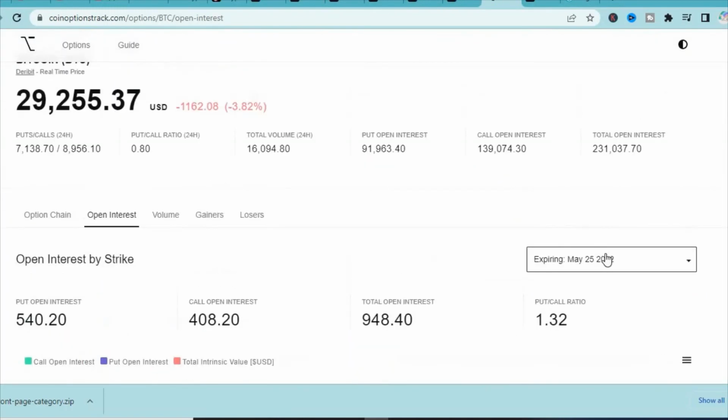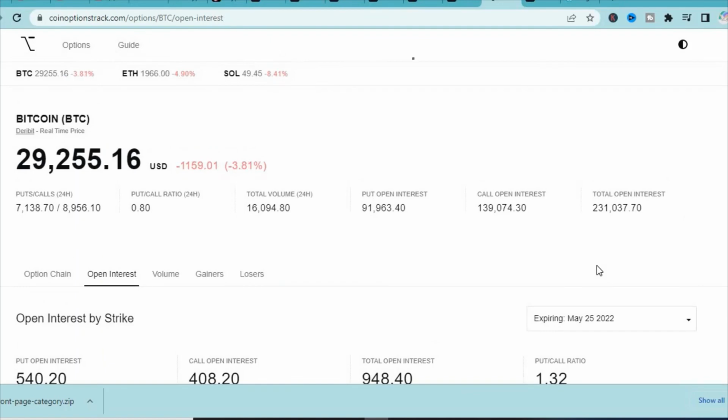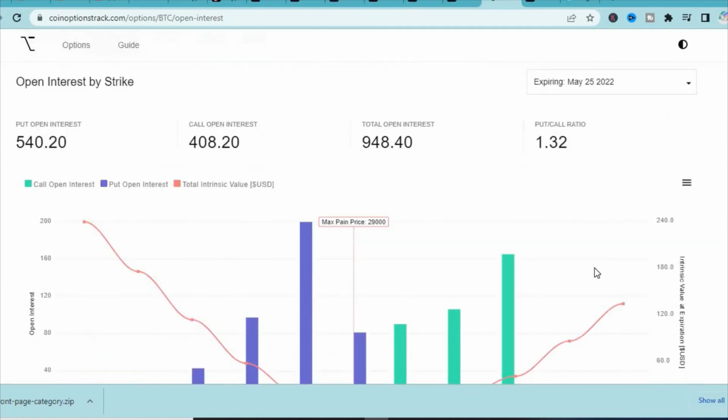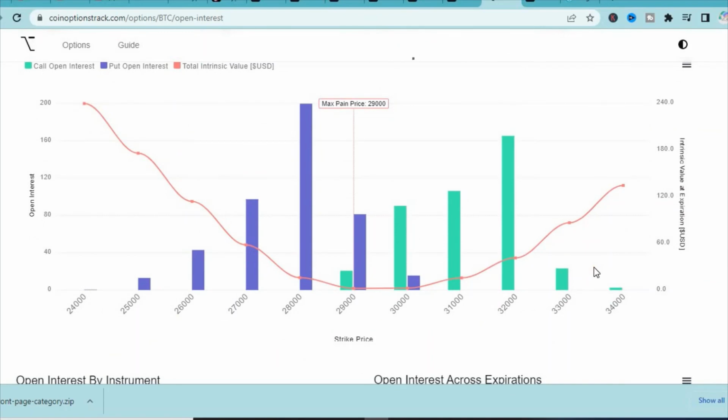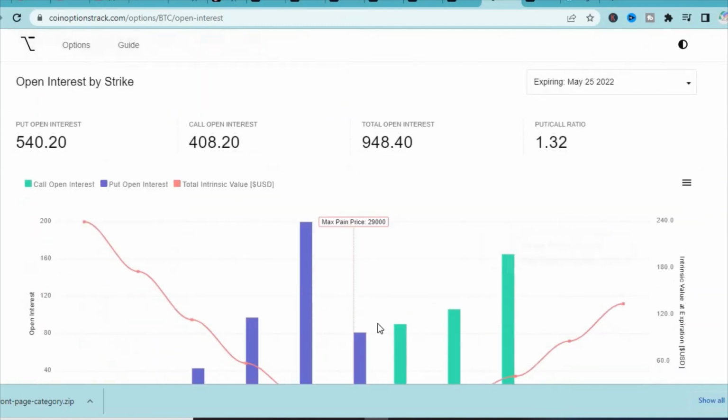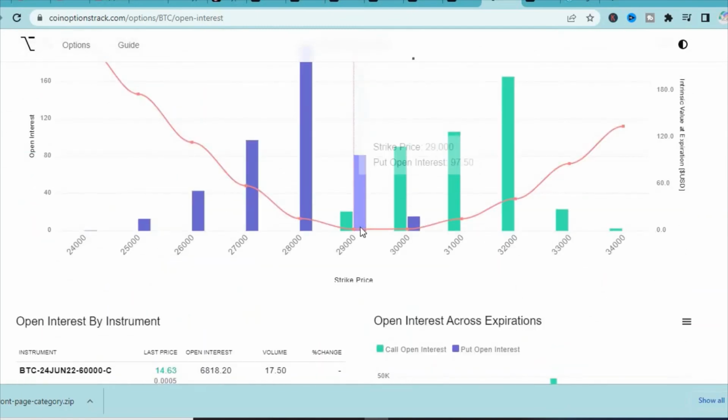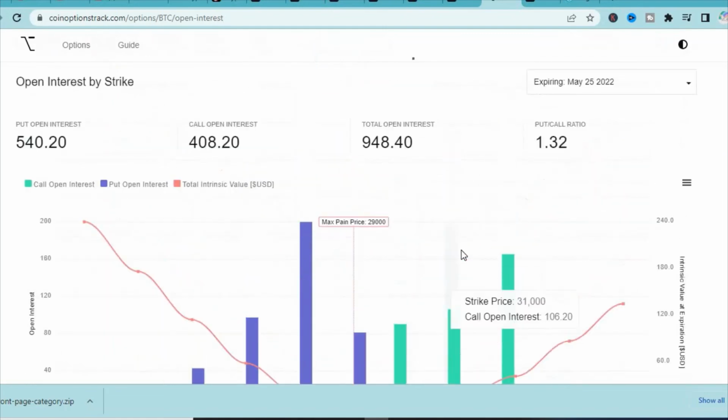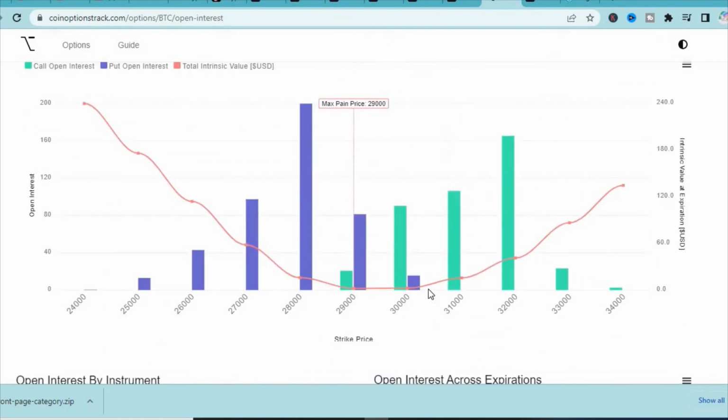If we review the Bitcoin options open interest data for 25th May, we can clearly see 28,000 is going to be a very big support tomorrow. 29,000 will be the first level of support. Since it is trading almost for one day below 30k, now 30k has become the first level of resistance, right?